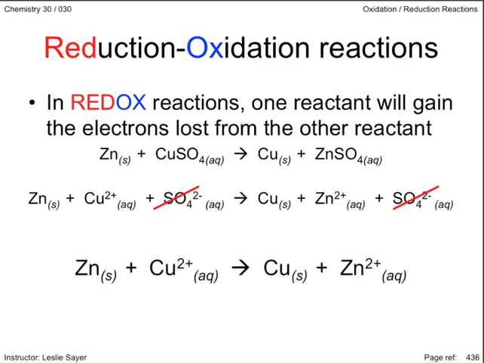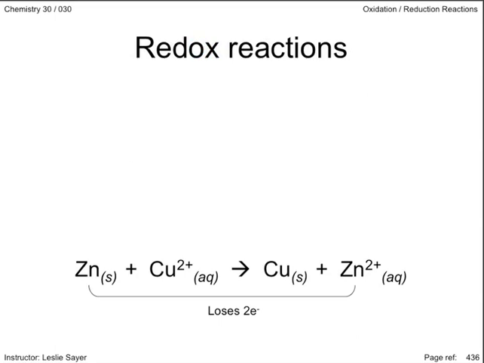Here is our net ionic equation. From here, we can track the electrons. The zinc atoms are oxidized. They lose 2 electrons to become zinc ions. Every 2 electrons lost by the zinc atom is gained by the copper ion. The copper ion, therefore, is reduced to copper metal.